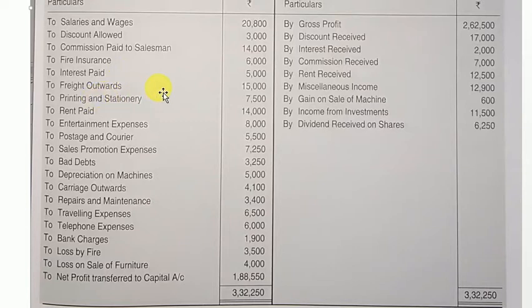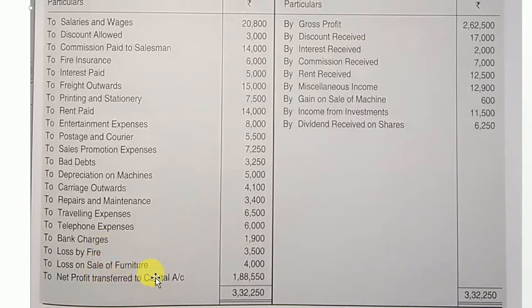Freight outward, printing and stationery, rent paid, entertainment expenses, postage and courier, sales promotion expenses, bad debt, depreciation on machines, carriage outwards, repair and maintenance, traveling expenses, telephone expenses, bank charges, loss by fire. Look at that, here the loss incurred by fire is 3,500, and it will be recorded in the debit side of the profit and loss account.